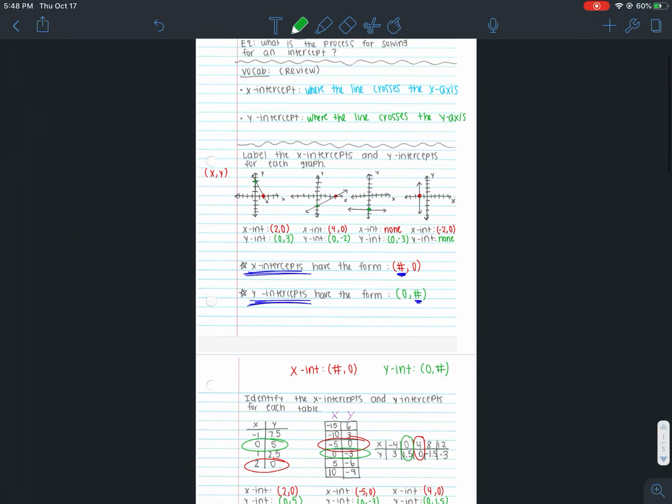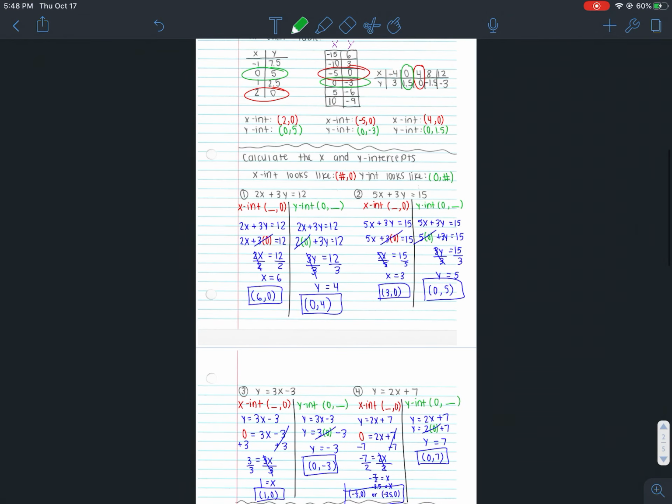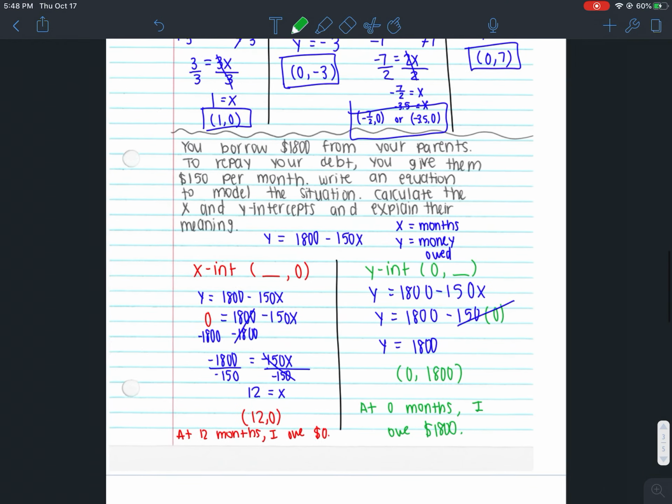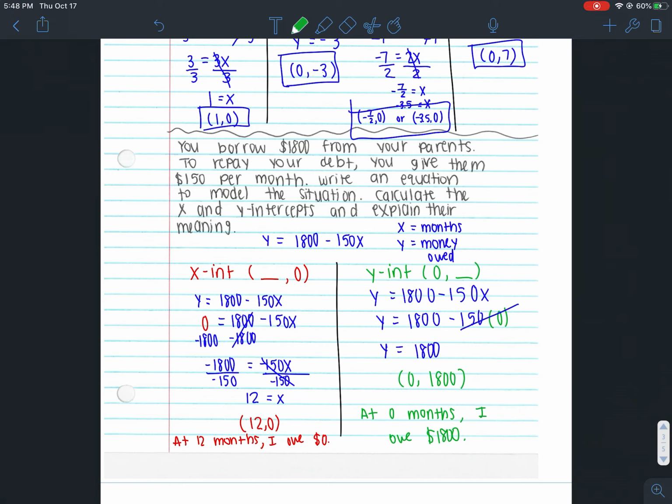All right, that is x and y intercepts. So again, we've learned how to identify them off of a graph, off of a table, solve for them with equations, and then also interpret a word problem with it.